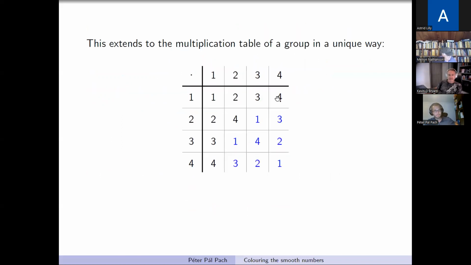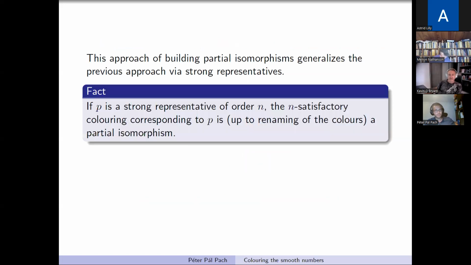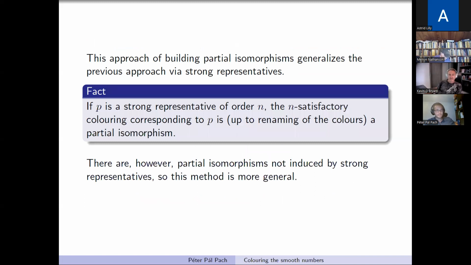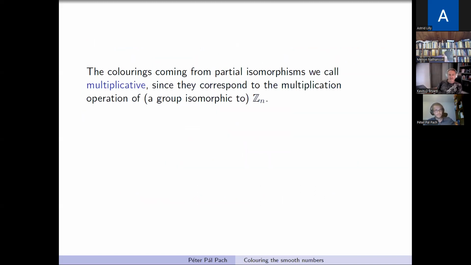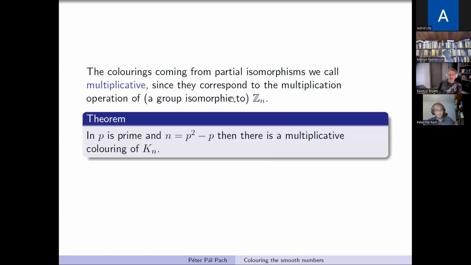In the case of 4 satisfactory colorings, this can be done in a unique way, and whenever this can be done, then there is a satisfactory coloring. So this is the case for 4. This, in fact, generalizes the idea of strong representatives. They call these colorings multiplicative. And with the help of this idea, one can also show that if n is of the form p squared minus p, then there is also a satisfactory coloring.